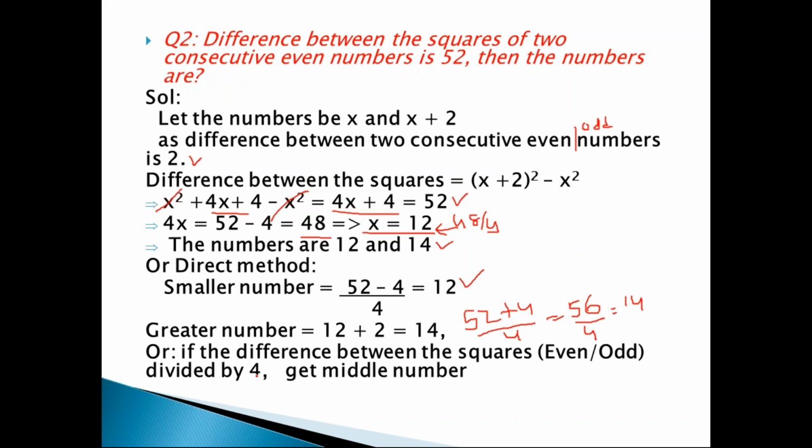Or in another way you can find the answer. For the difference between the squares of consecutive even or odd numbers, divided by 4, you get the middle number. For example, here the difference is 52. 52 divided by 4 gives you 13. 13 is the middle number. Here the numbers are 12 and 14. You can get it directly by dividing the difference by 4, you get the middle number. 13 is the middle number of 12 and 14.